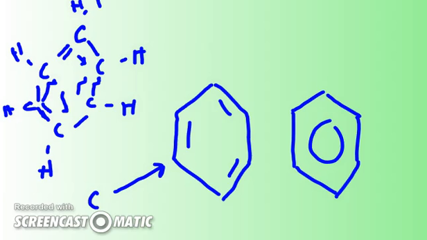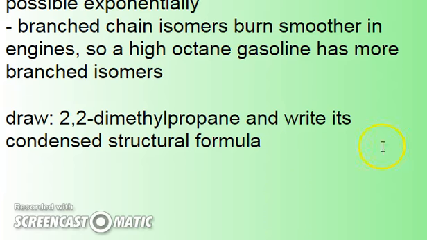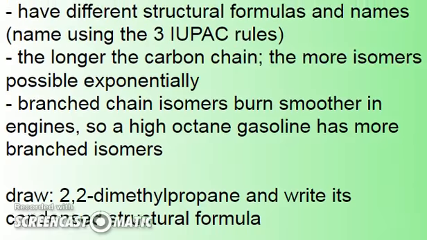I notice my first one's a little sad with my squiggly lines in there, but hopefully you get the idea. So just recognize benzene, recognize the idea that these could be in a circle, and don't expect too much of that from IB on the test.